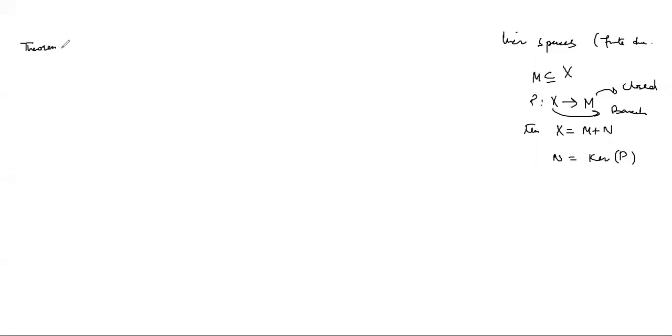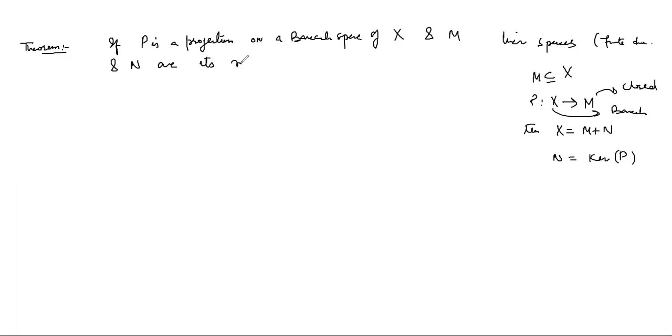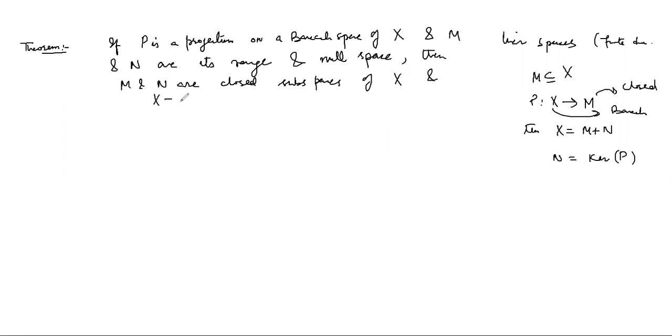Be easy है वैसे. If P is a projection on a Banach space X, and M and N are its range and null space, then M and N are closed subspaces of X, and X can be then written as a direct sum of M and N.